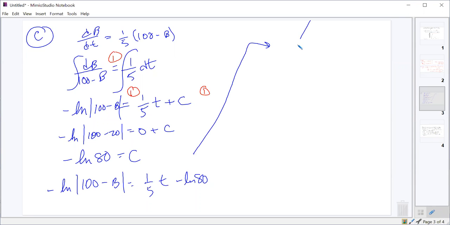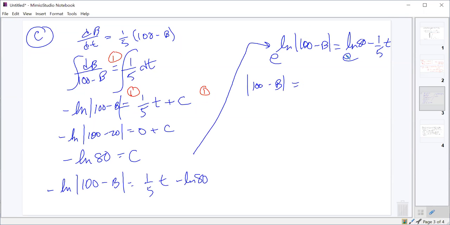And then we'll divide by the negative to get natural log absolute value of 100 minus b is natural log 80 minus 1/5 t. Then we'll exponentiate both sides to get absolute value of 100 minus b is equal to, well, e to the ln 80 minus 1/5 t is the same as e to the ln 80 times e to the negative 1/5 t. So we'll put the 80 from the e to the ln 80, and then e to the negative 1/5 t.